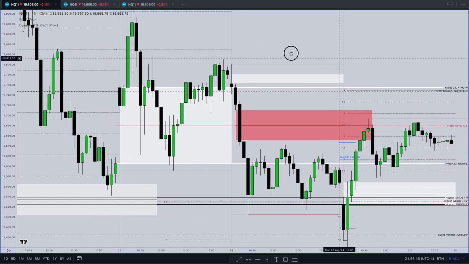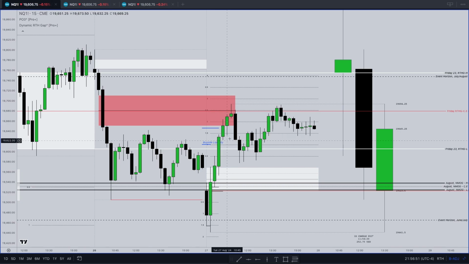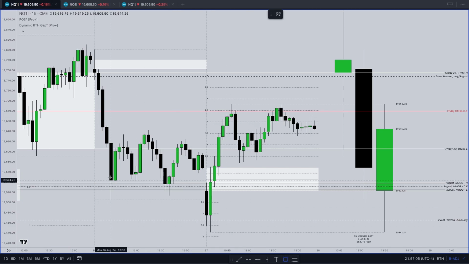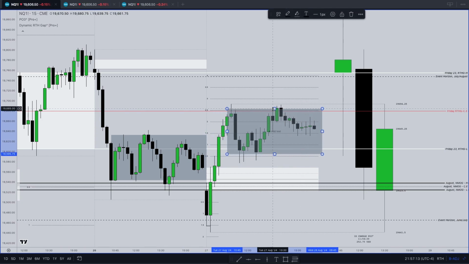But yes, tomorrow let's see what price does, because now we have, do you see how we have a similar scenario now? Do you see how we have here one range? And now we have another range for tomorrow here.